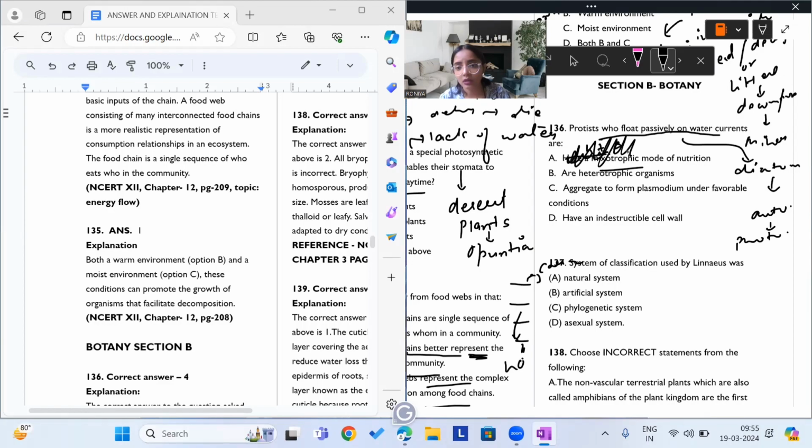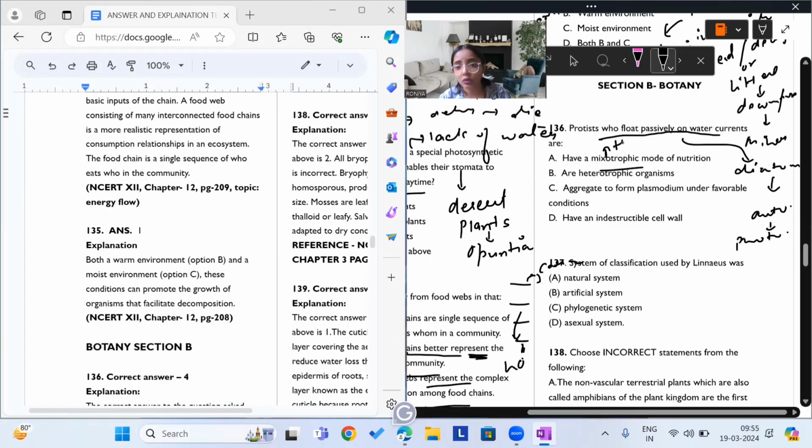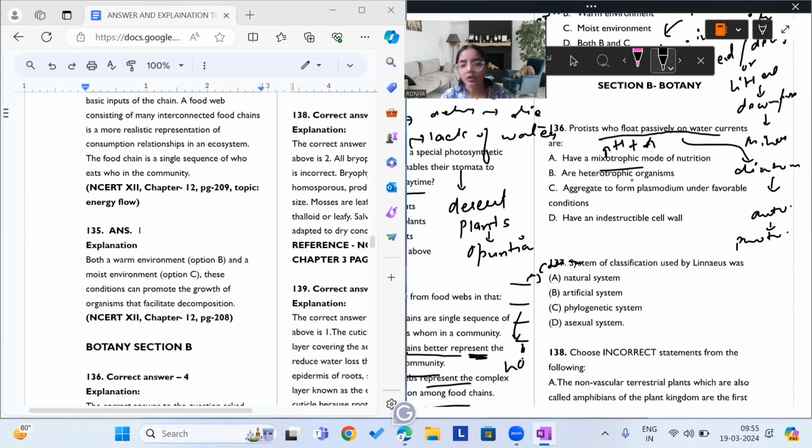I hope it is clear. So mixotrophic is both heterotrophic plus autotrophic mode of nutrition, and diatoms do not have that. So that is why the statement is wrong. They are not heterotrophic. So this statement is also wrong. They aggregate to form plasmodium. It is a blunder. Diatoms cannot form plasmodium.